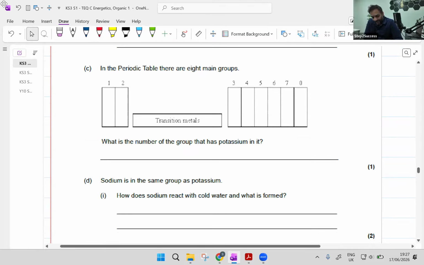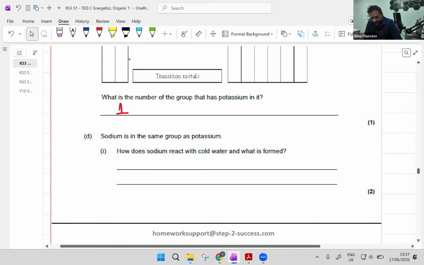In the periodic table, there are 8 main groups. What is the number of the group that has potassium in it? I'll just tell you it is in the first one. Sodium is in the same group. How does sodium react with cold water and what is formed?